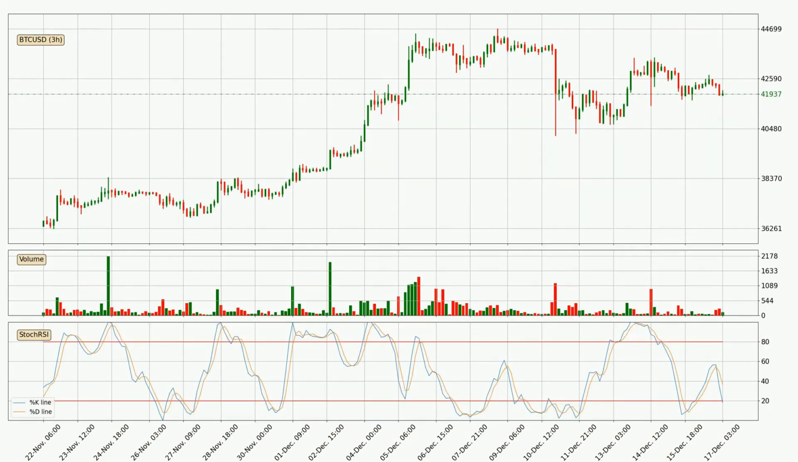Moving to the 3-hourly stochastic RSI, there are no signs of the stochastic RSI being oversold or overbought at this time, but the %K line is below the %D line, which means the current trend is on the downside.